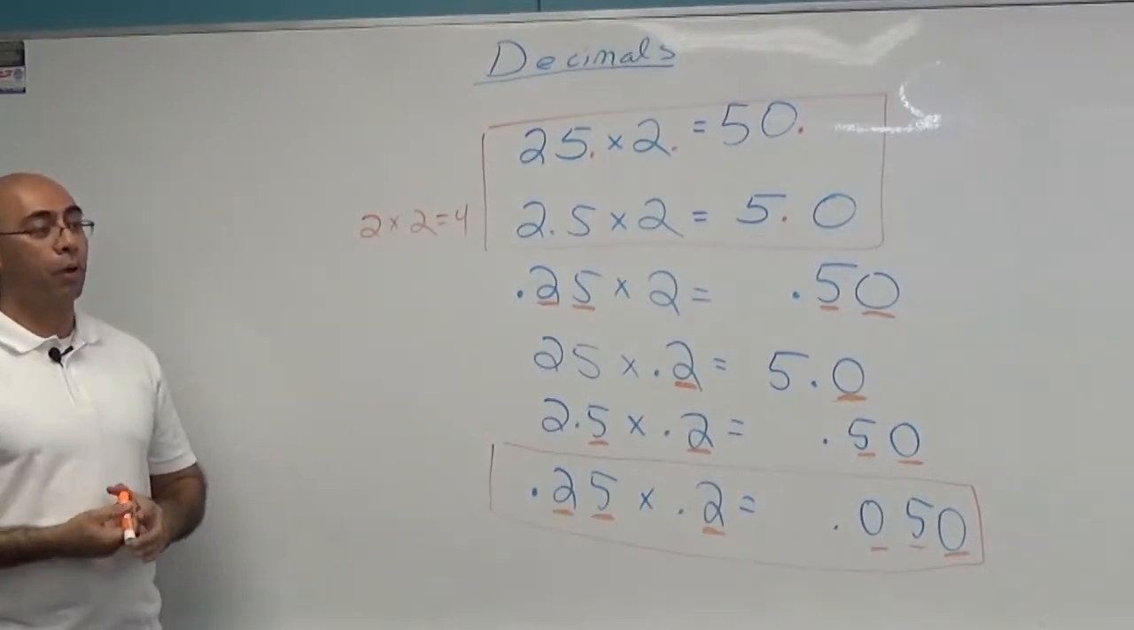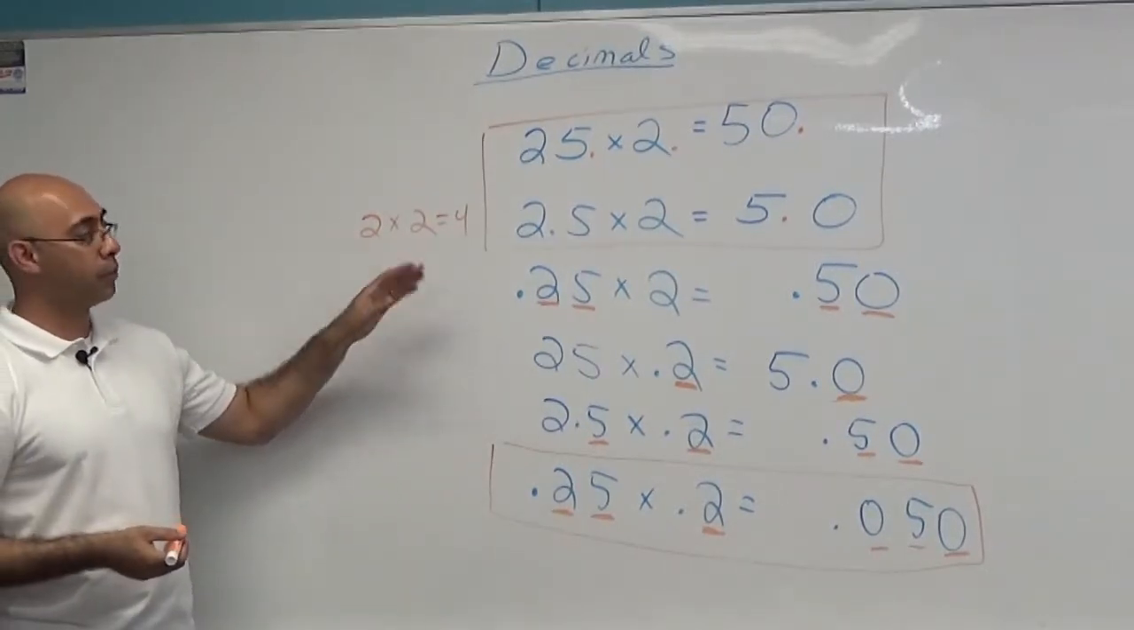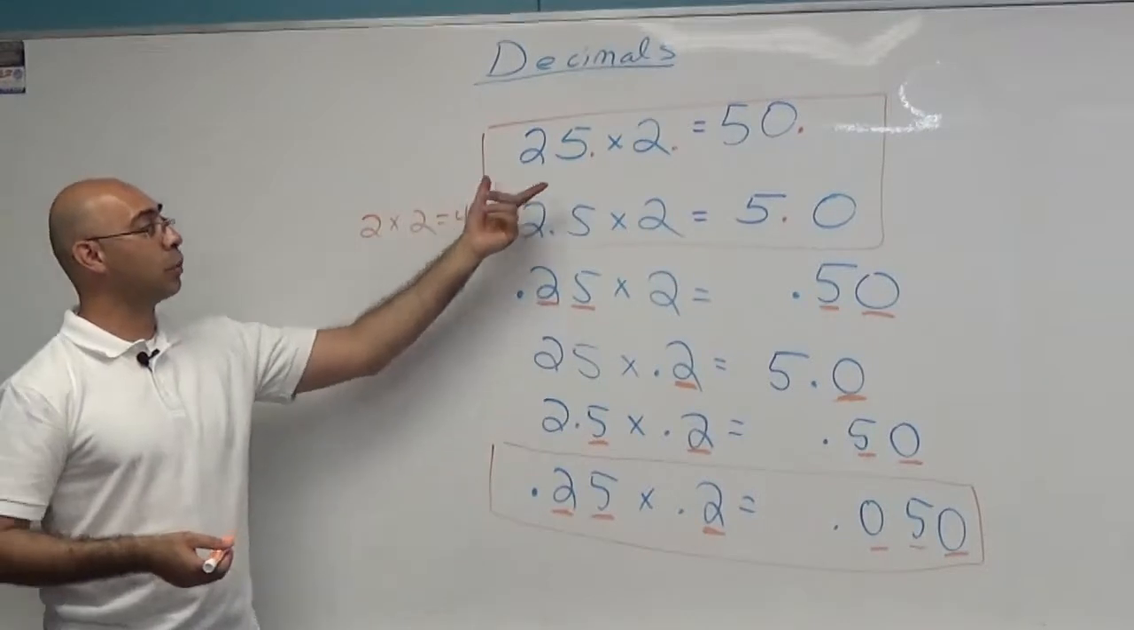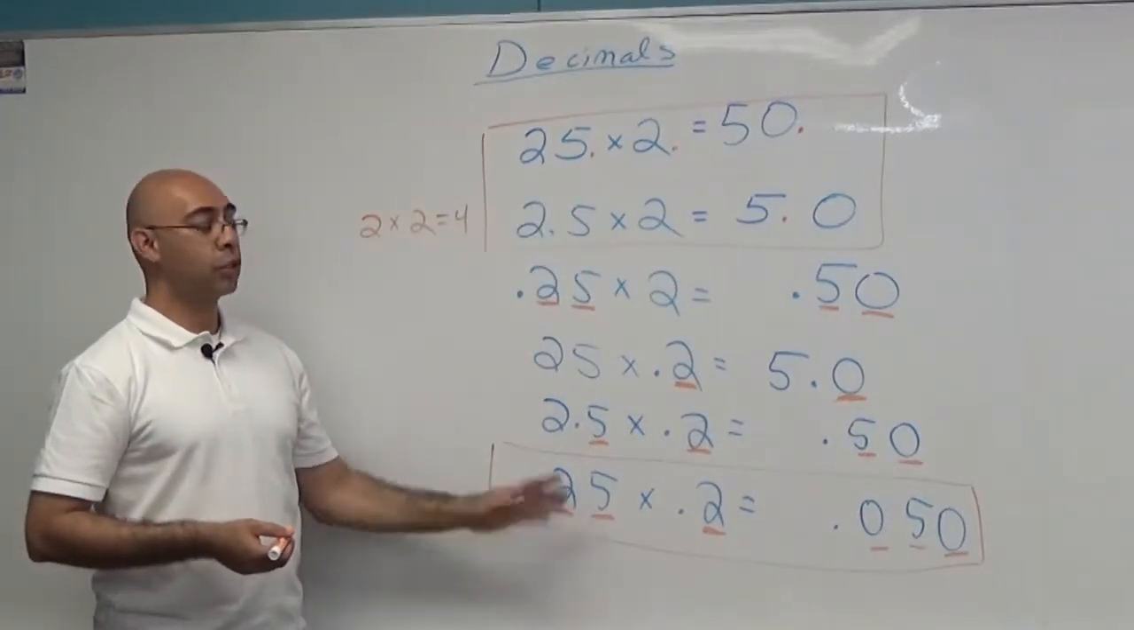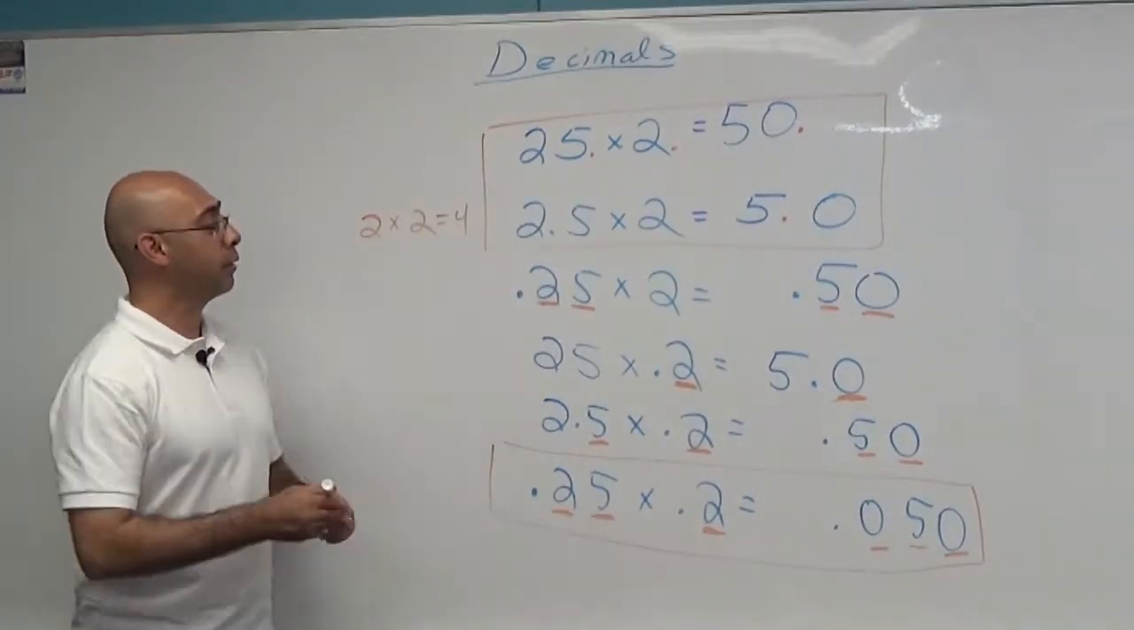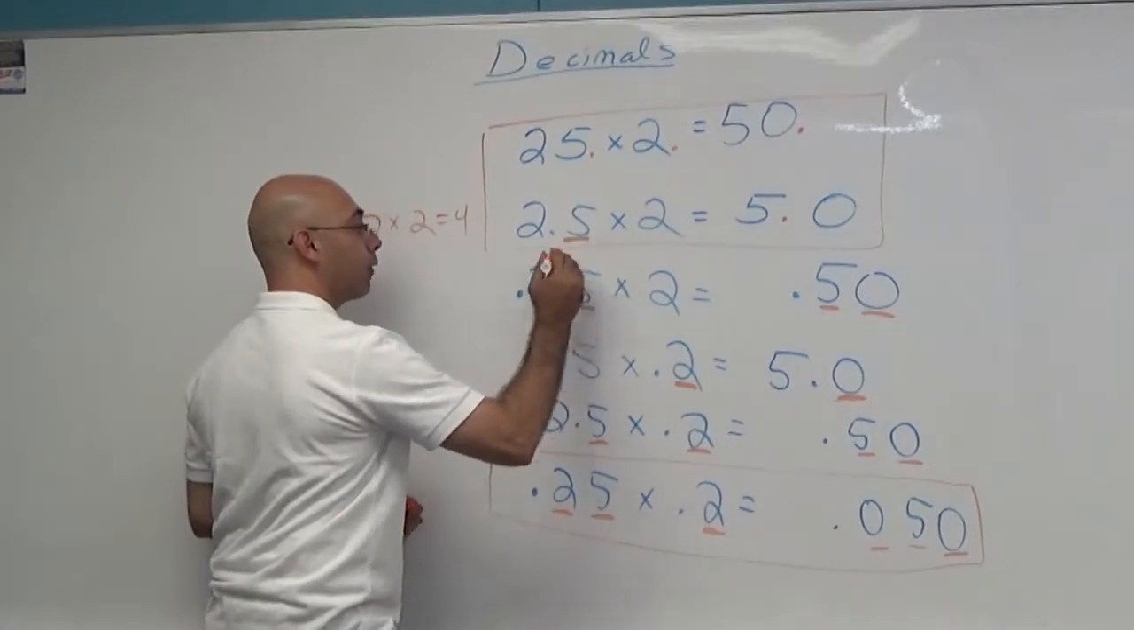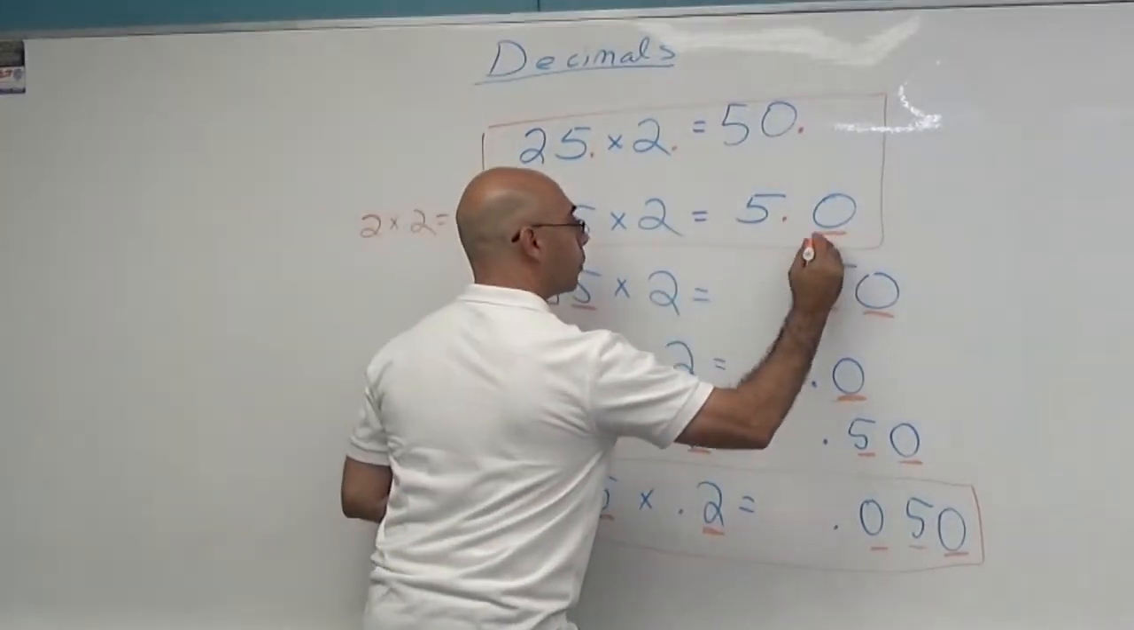So the idea with multiplying decimals is to count the total number of decimal places in your problem. Here I just have one decimal place after the point. I have one decimal place in my answer.